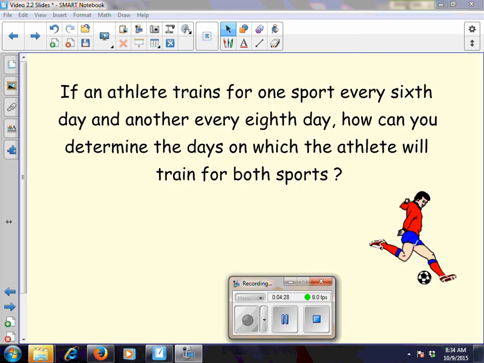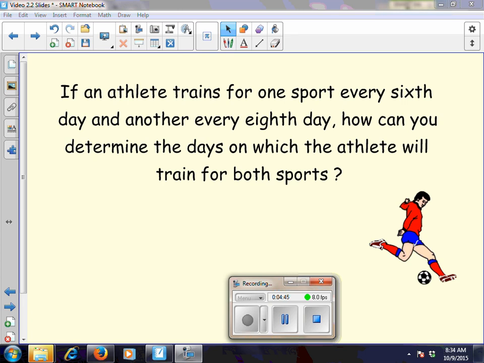Okay, so here's a situation. If an athlete trains for one sport every 6th day, that means if I start on one day, 6 days later, I'm training for that sport, and then another 6 days later, I'm training for that sport, and another, and so on, every 6 days.